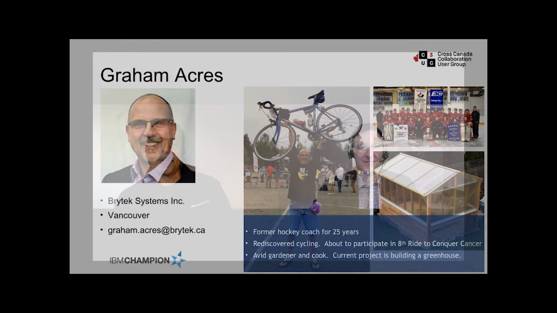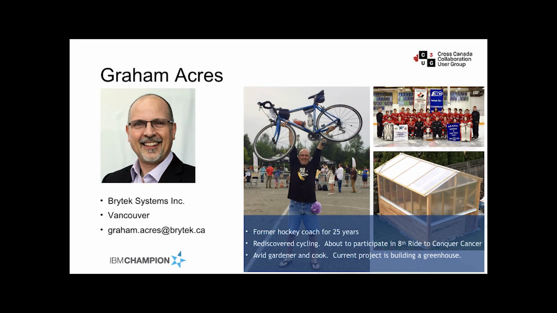Just really quickly, who am I? So I think everybody knows who I am, but I am Graham Akers, Brytech Systems business partner in Vancouver, and was fortunate to be named an IBM champion this year. And you know, I'm active cycling and cooking and growing stuff, and used to be active doing hockey things.